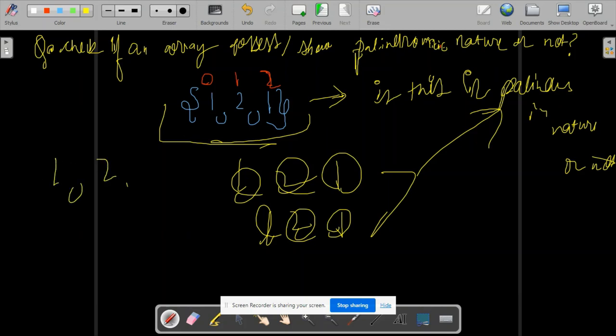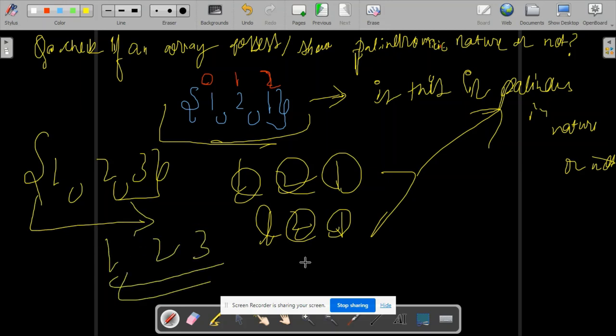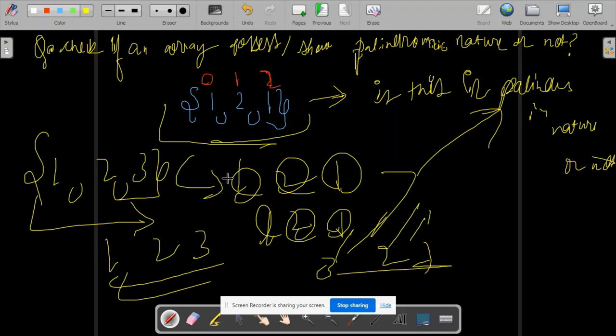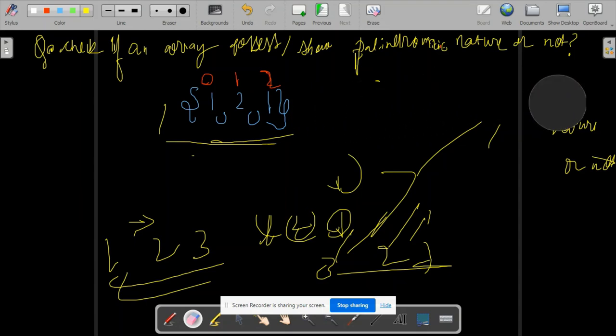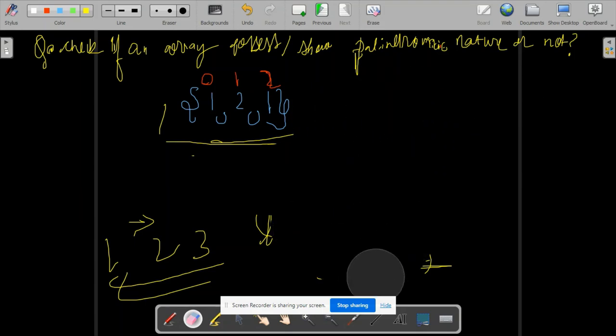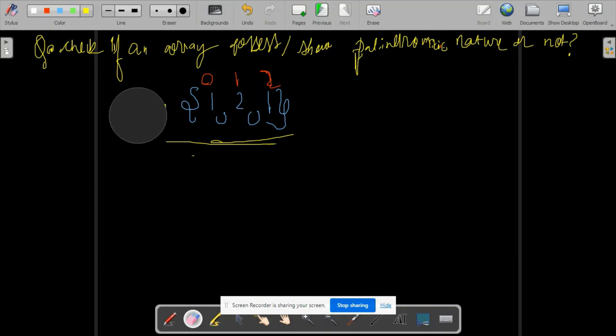But suppose there is some array which is 1, 2, 3. Read it from the start, it is 1, 2, 3. Read it from back, it is 3, 2, 1. It is not palindromic, because the numbers are different as we read from front to back and back to front. This is how to check palindromic with integers. We have checked it with strings, and now I also showed you with integers so that it is easy for you to code this question up, right?